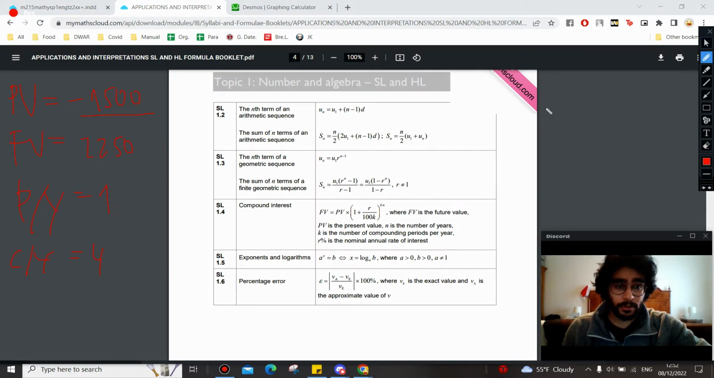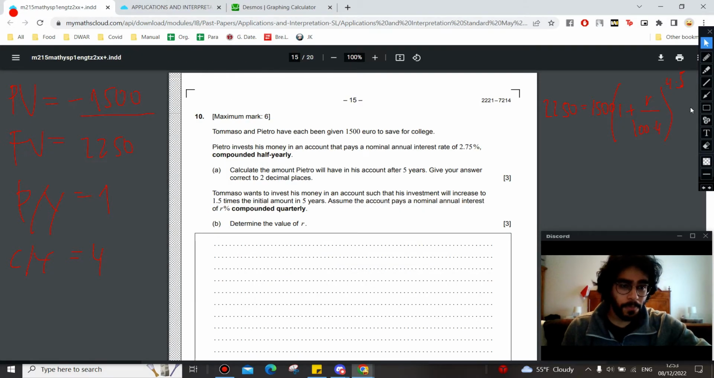So I have the future value, which is 2,250. I have the present value, which is 1,500. I have the R, and I have no idea what it is. I have 100 times 4, because k is the number of compounding periods per year. For quarterly, it's 4, obviously, because 4 quarters is 1 year, and to the power of 4 times 5. Now, I'm not sure if the GDC can solve this, but I will solve this by hand, assuming that the GDC will not solve it. Let's have a look.